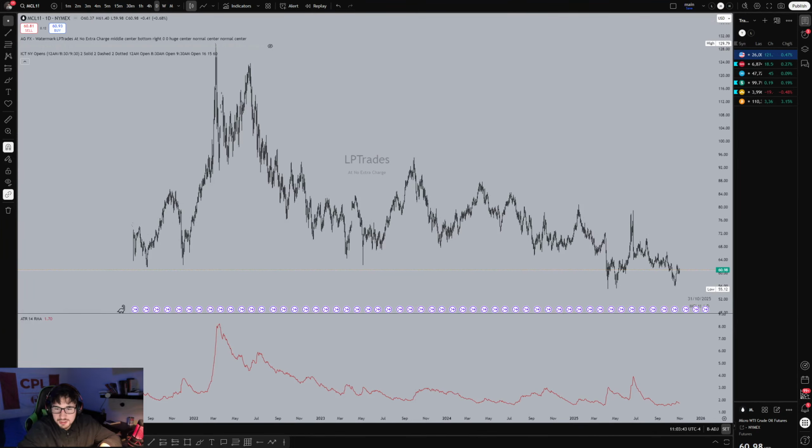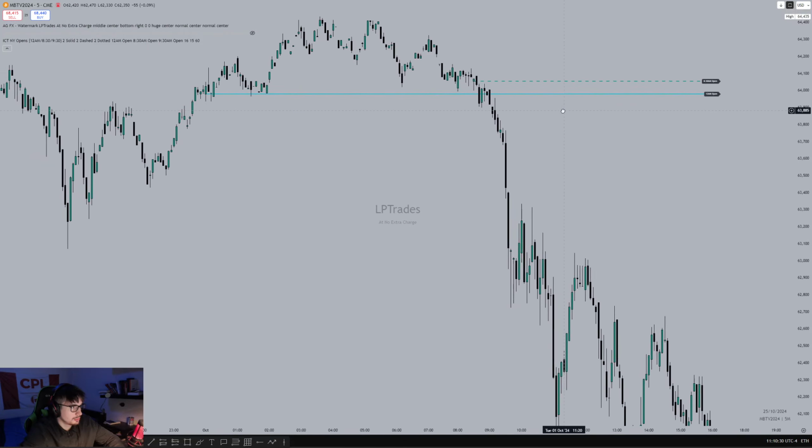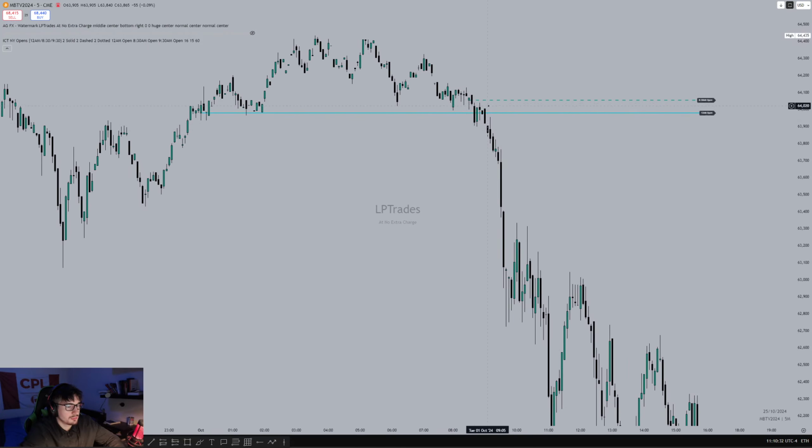So 9:25 is in between midnight and 8:30, so no trade. 9:25 is beneath, but it crossed midnight after 8:30, so no trade. 9:25 is beneath midnight and 8:30, so we can trade. Go long. This would have lost though.